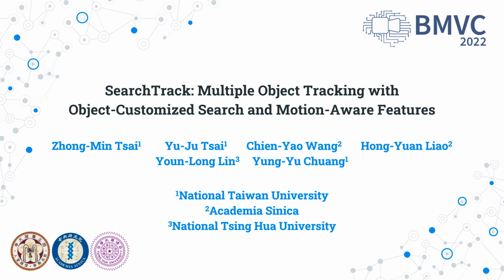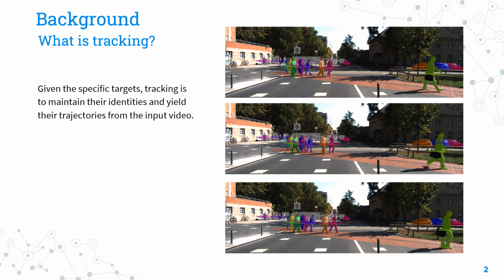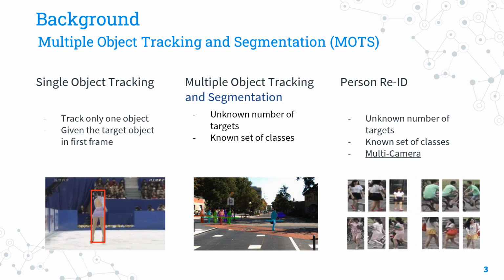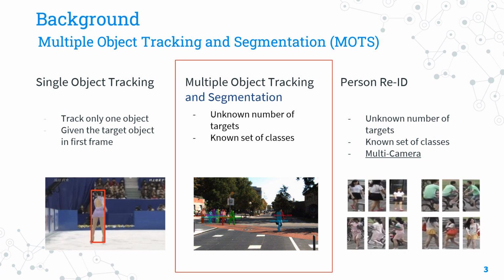I'm glad to share our work, SearchTrack, multiple object tracking with object customized search and motion-aware features. Given the specific targets, tracking is to maintain player identities and yield player trajectories from the input video. Our main task is multiple object tracking and segmentation.